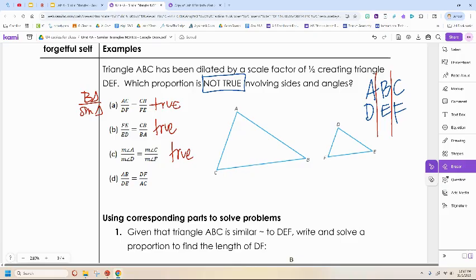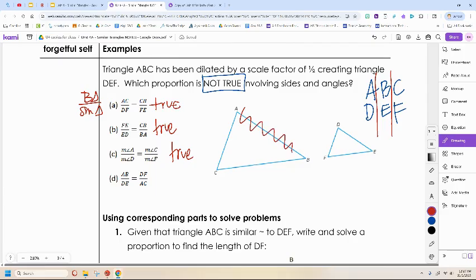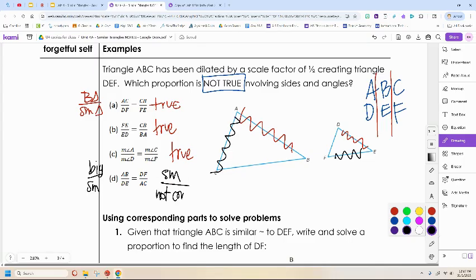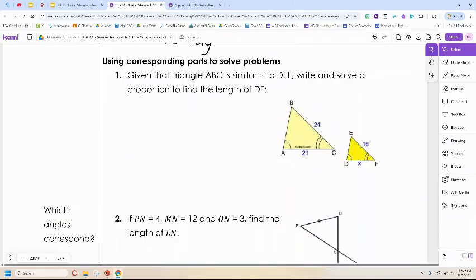So, this last one, it has AB over DE. That is okay. But then it has DF and AC. There's so much wrong with this one, isn't there? Because it went big, small. Then it went small. And then it went not corresponding big. So there's multiple things wrong with this one, which makes it false. Good? So now we're going to use corresponding parts to solve problems. Ready up those calculators. Here we go.